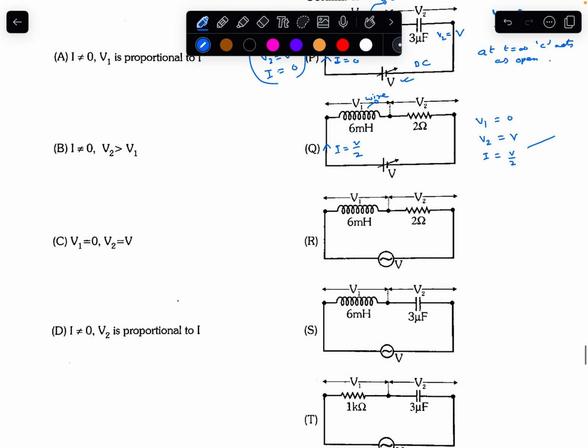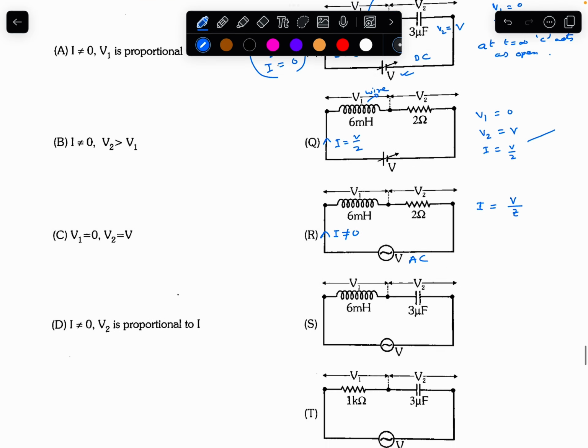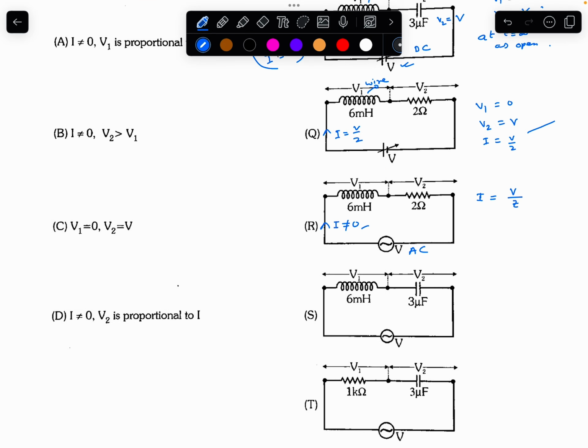Third circuit. Let us try to analyze this third circuit. So this is an AC source. So for the AC source, let us try to calculate what is the current in the circuit. So current in the circuit, definitely it is not 0. Current in the circuit will be V by Z. Z will be root of R square plus XL square. So current is not 0. What is V1 and what is V2, I have to find.